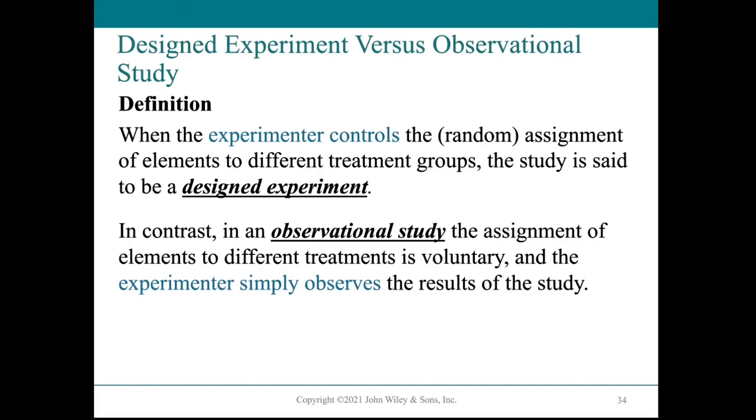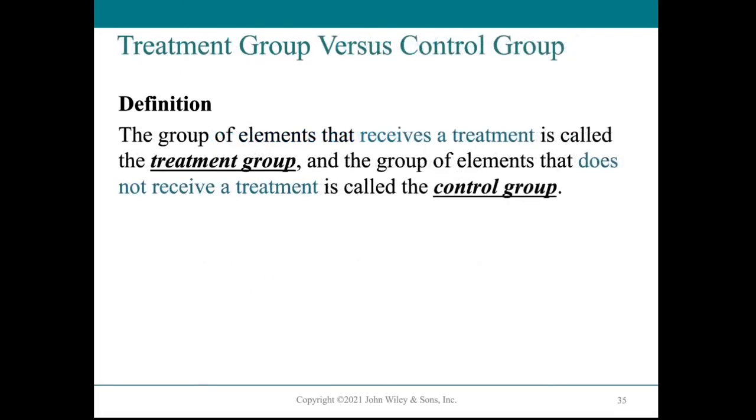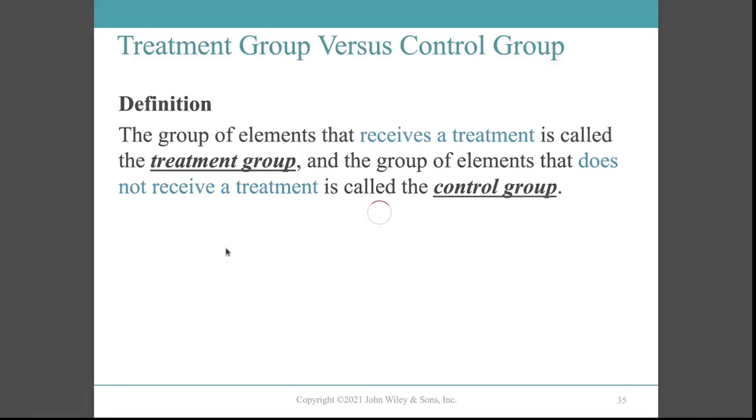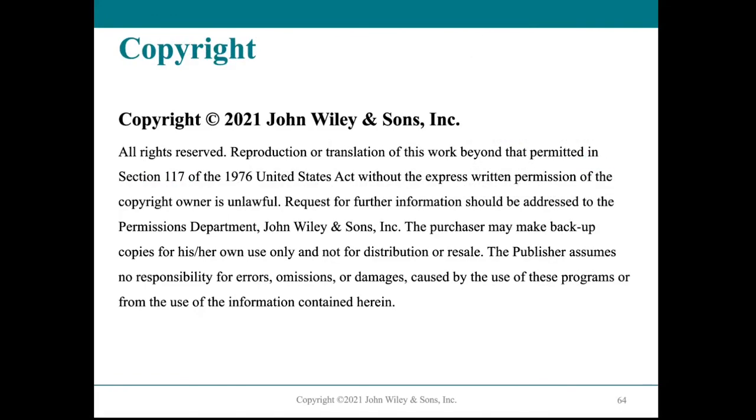You are not exactly imposing any treatment on anybody. Everything is voluntary. Okay, so the group of elements that receives your treatment is the treatment group, and the group of elements that does not receive the treatment is your control group. So basically the goal is, of course, to find out whether the treatment is effective or not. Okay, so that's it for these basic terms in biostatistics.